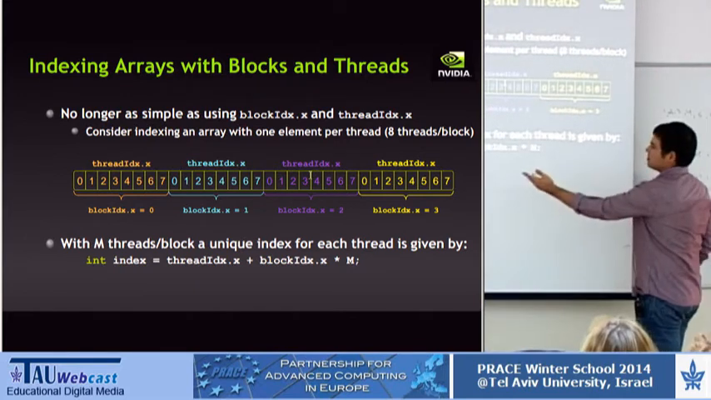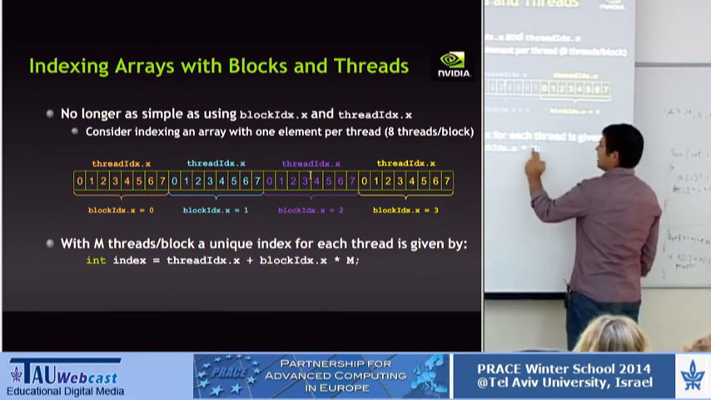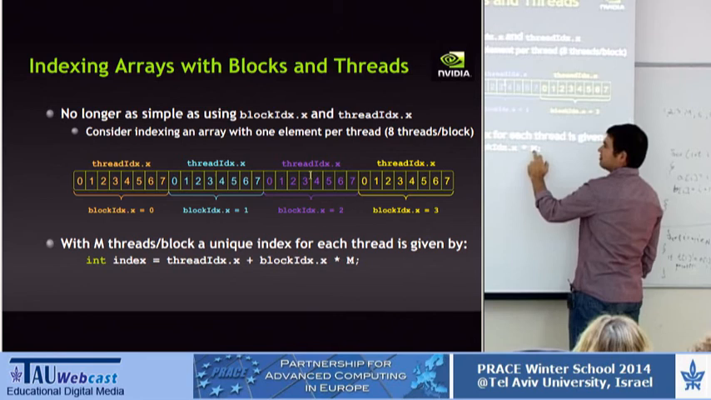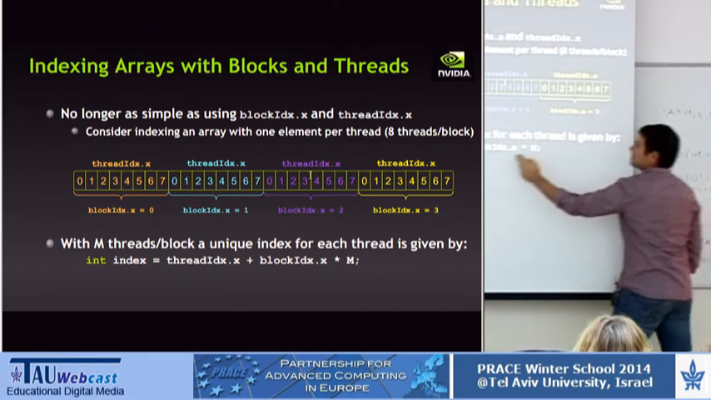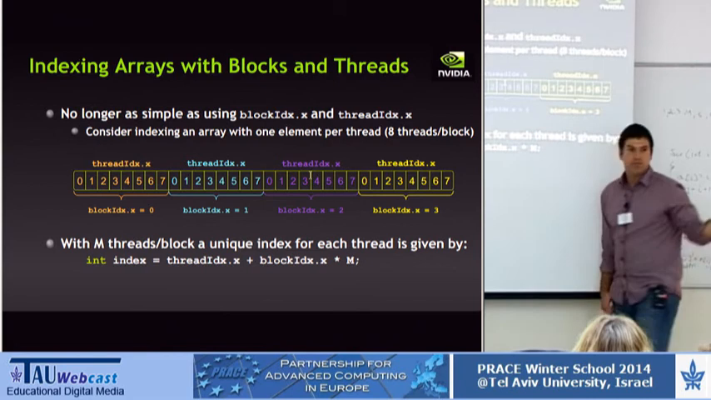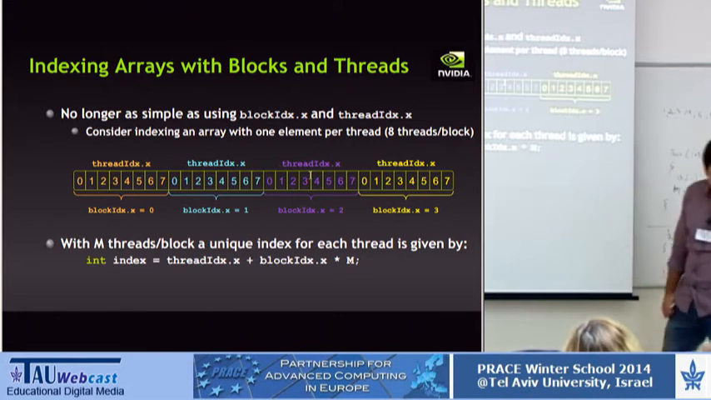So this creates a very simple mapping. You take the number of the block times 8. That gives you the starting point of each block. And inside the block, you move forward by thread ID. You get each index in the array once, this way.